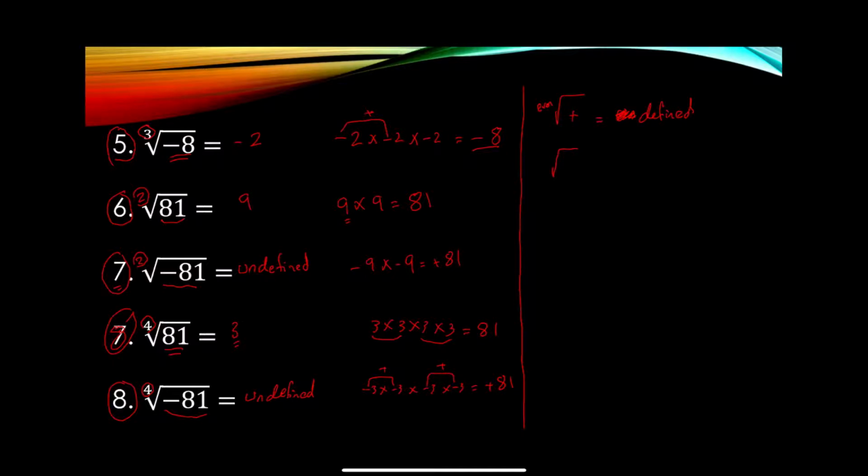And this is as in case of what? Of 81 and 81 again, with the square, or the degree number 2 and the degree number 4. Now, if it is even with negative, as in the case of number 7 and number 8, we have 2 even and we have 4 even. But what is inside the root is -81. So the answer is directly undefined.